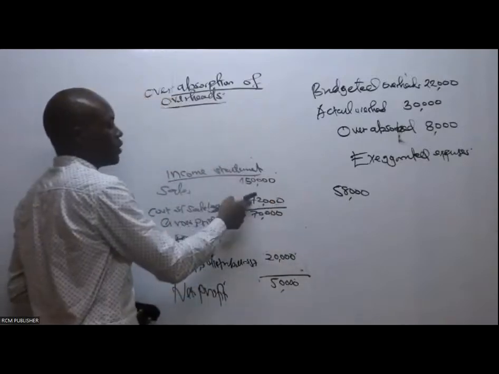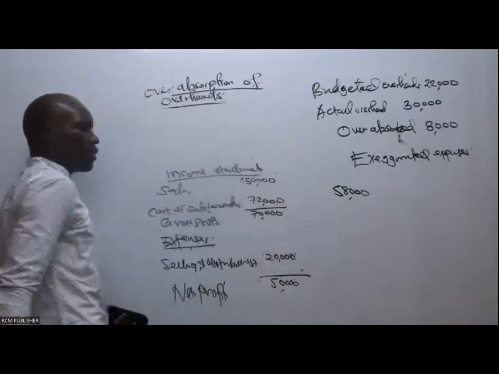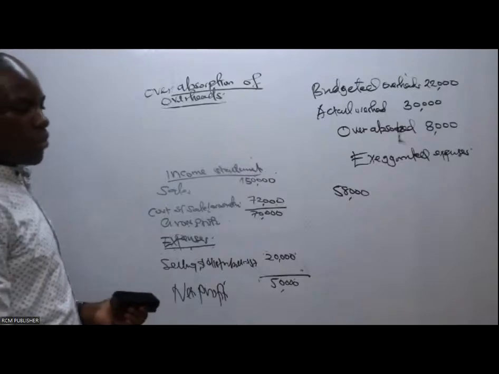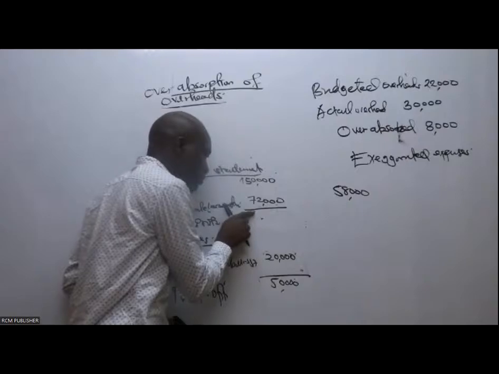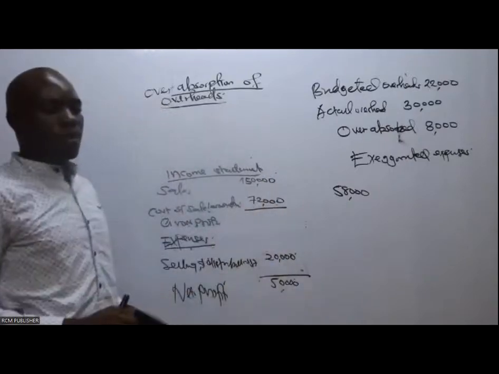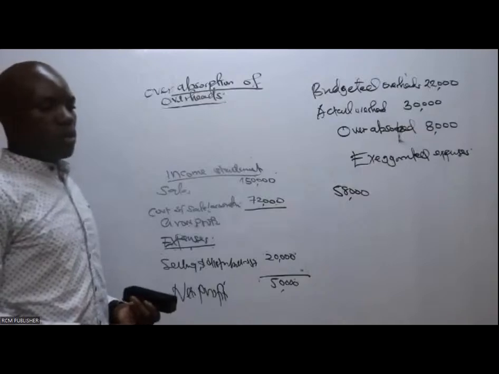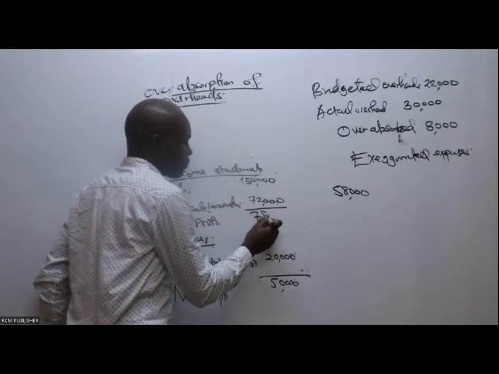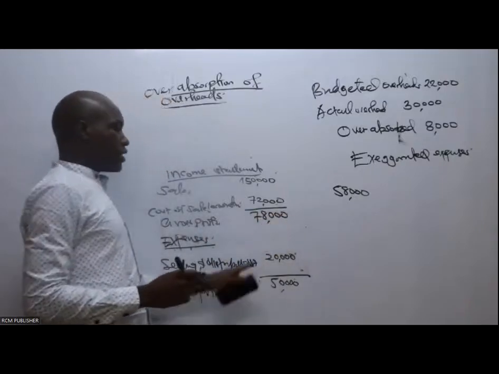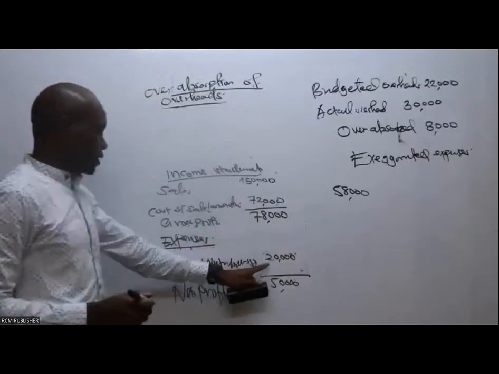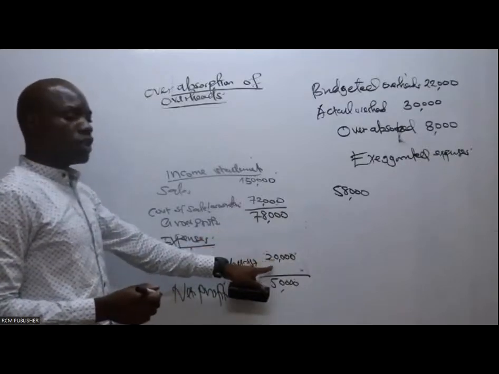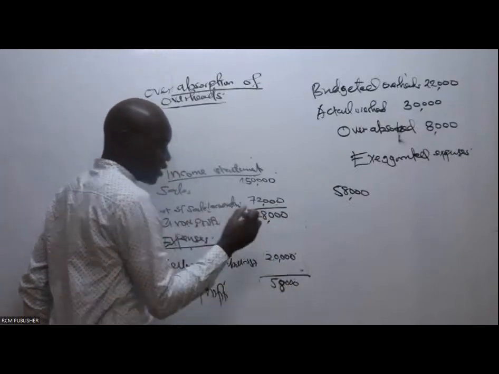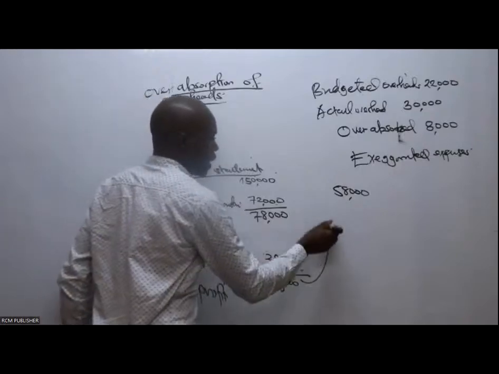150 minus 72. What will we have here? Somebody, what will we have? It will not be 70. It will be something else. 150 minus 72. We are going to have 78. 78,000 as now gross profit, less selling and distribution cost of 20,000, will take us to 58,000, which is the right profit.